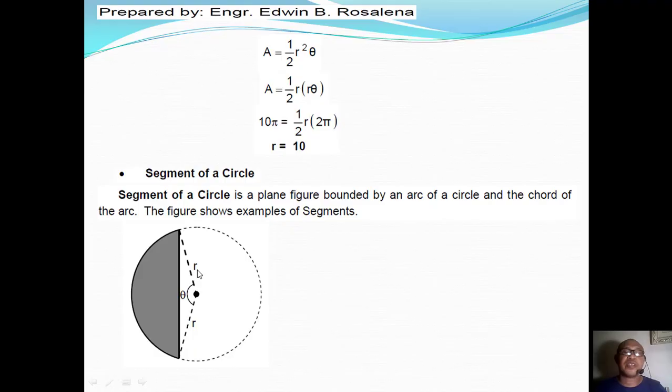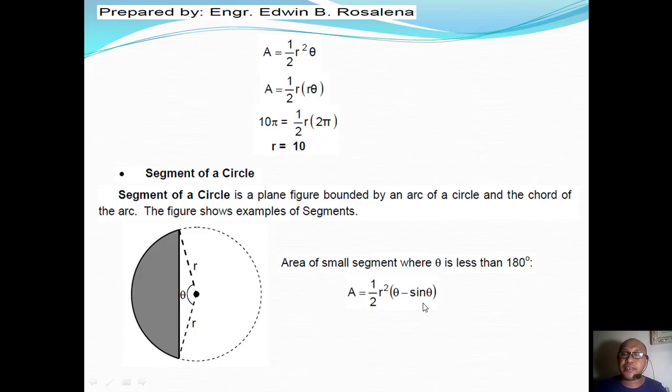So the radius of the circle is r, and then we have here the central angle theta. For the small area where theta is less than 180, the area is equal to 1/2 r squared (theta minus sine theta). Okay. By the way, this formula can be easily memorized if you know where we derive it. Now, simply, this is area of the sector minus area of this triangle.